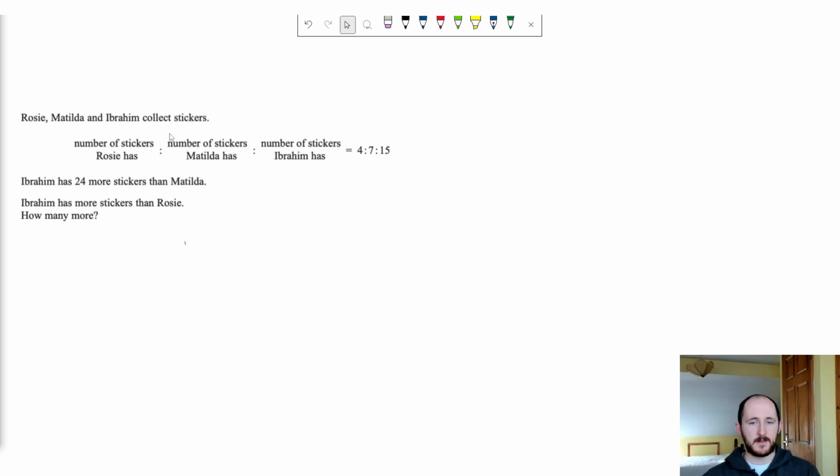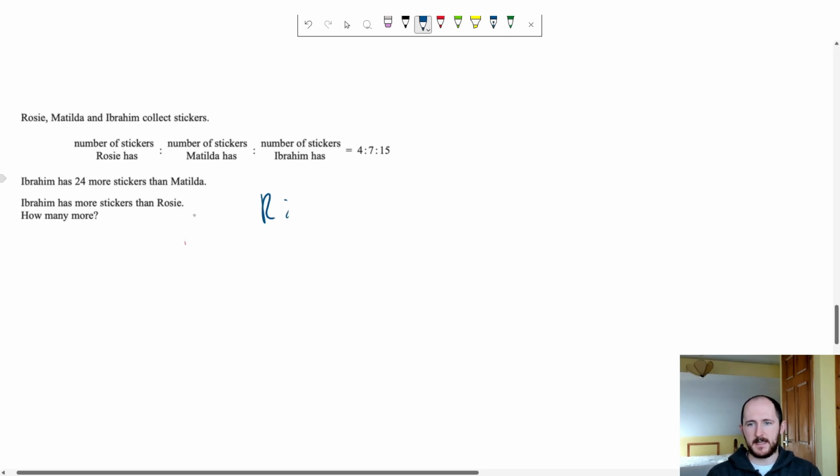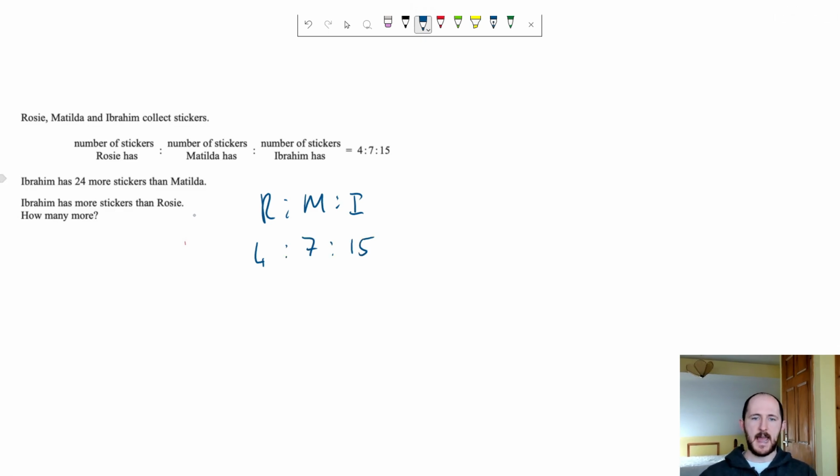This is very similar. So Rosie, Matilda, and Ibrahim collect stickers, and they give us the ratio. So I'm going to rewrite this in a format which doesn't make my eyes bleed. We get 4 to 7 to 15. And it says Ibrahim has 24 stickers more than Matilda. Okay.